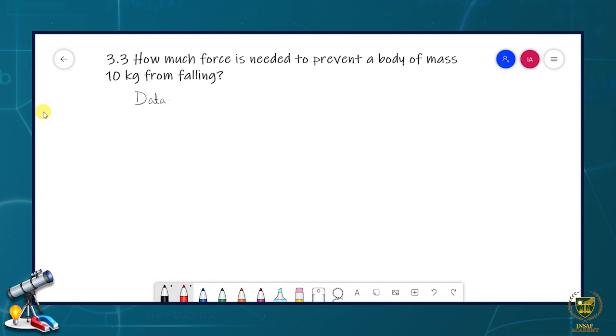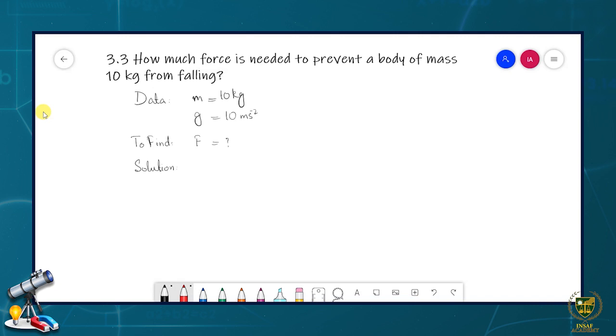सो डाटा में आपको गिवन है mass, and mass m is 10 kilogram, and we know that the gravitational acceleration g, which is equals to 10 meter per second square. Now we have to find force. So F is equals to question mark, and this is the quantity which we have to find. Now write solution.